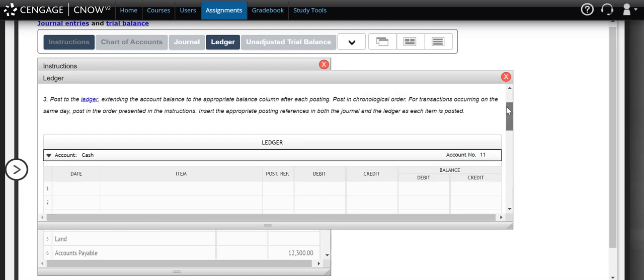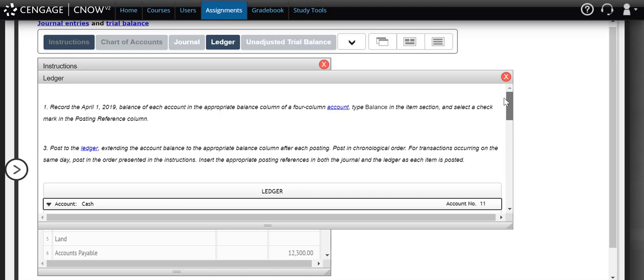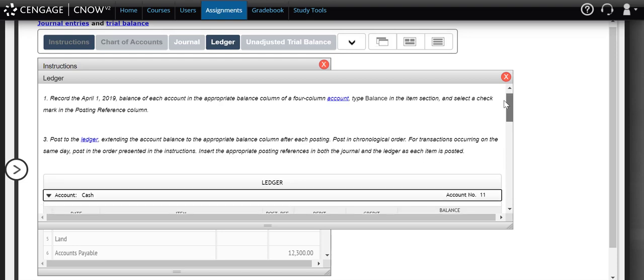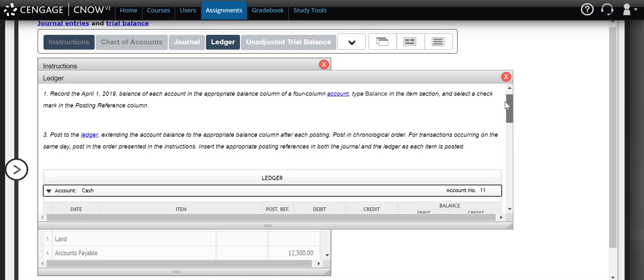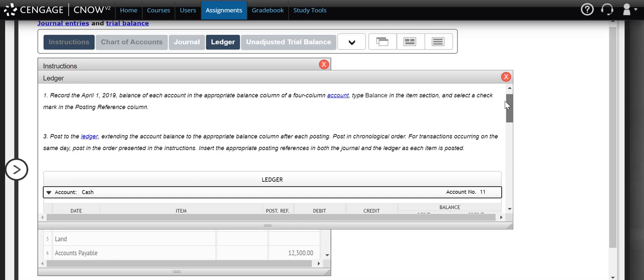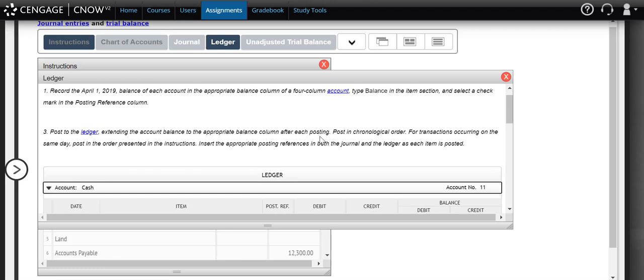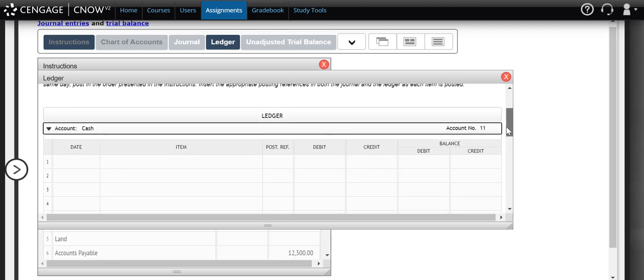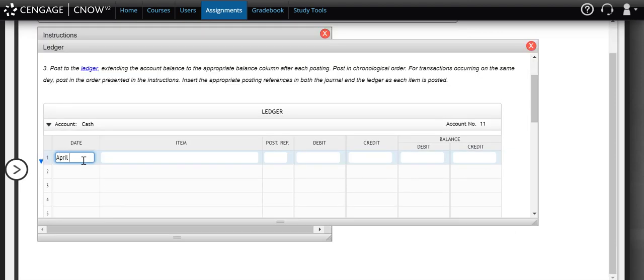So again, don't forget there's always some additional information that's provided to you at top. It actually repeats any instructions that affect that panel. So in this case, both step 1 and 3 in the requirements require you to post to the ledger. So that's what they're telling you to do. So they tell us to put in our dates, our beginning dates as of April 1st. They tell us in the items column to write balance.